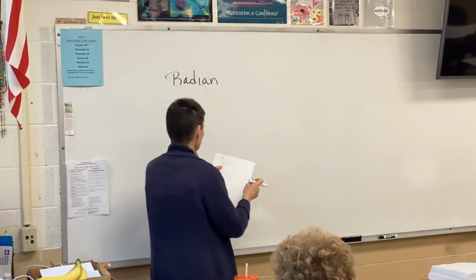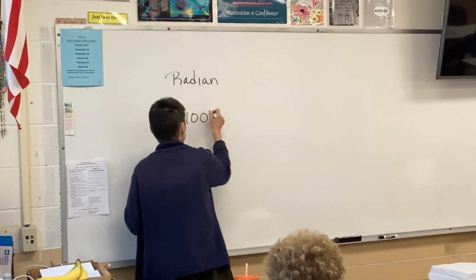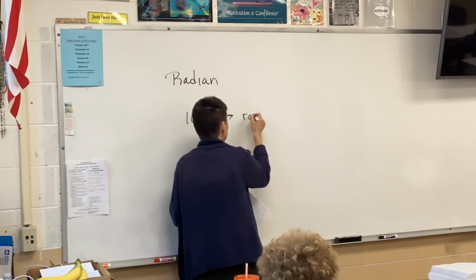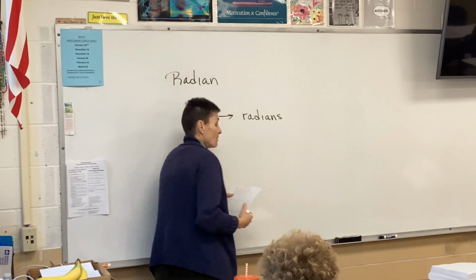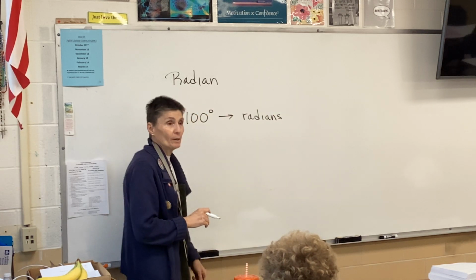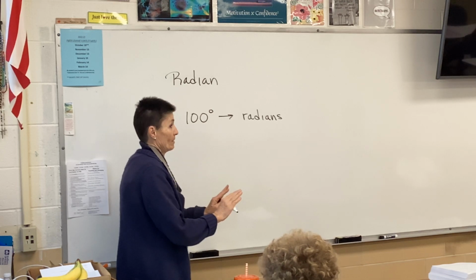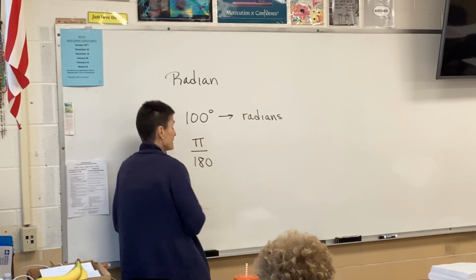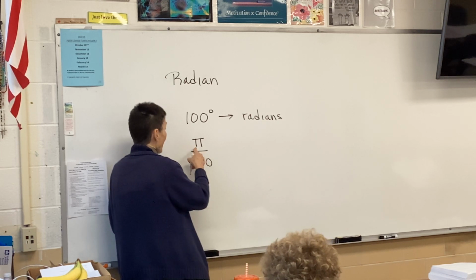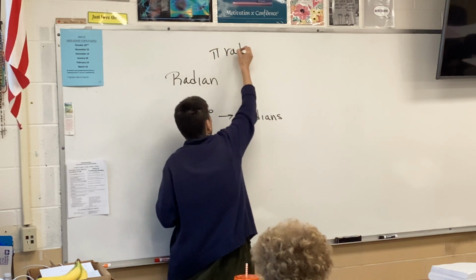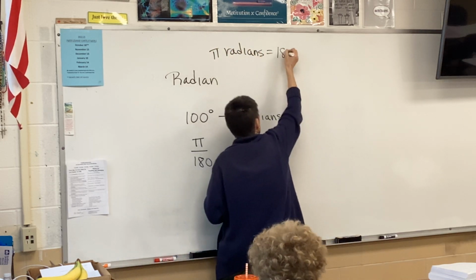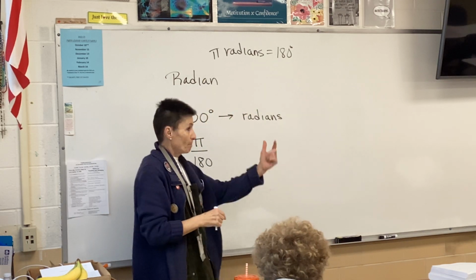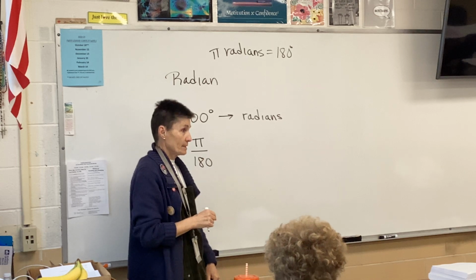It's very, very simple. It says take 100 degrees and change it into radians. There's, as always, more than one way to do it, but here's the way that will never let you down. Pi radians is 180 degrees. The same way that 12 inches is 1 foot, pi radians is 180 degrees.